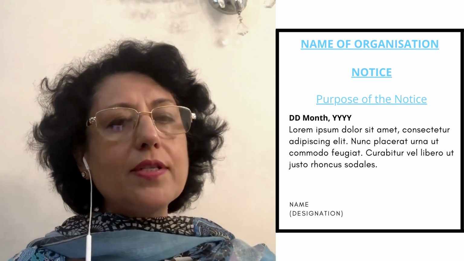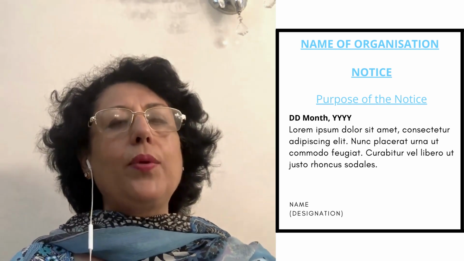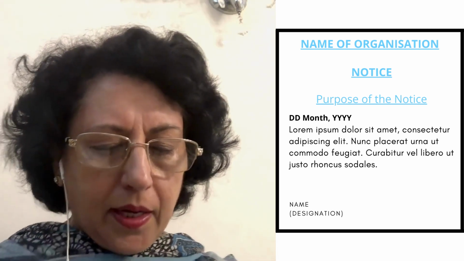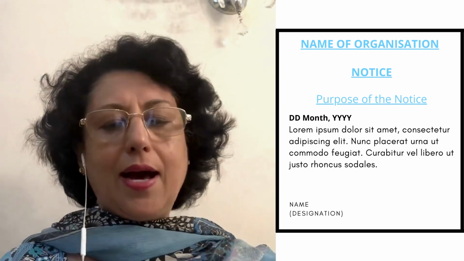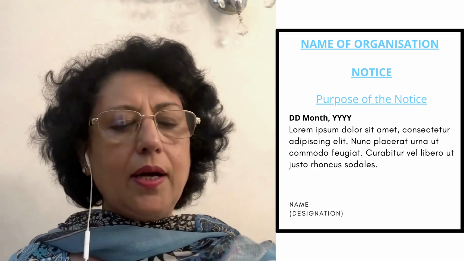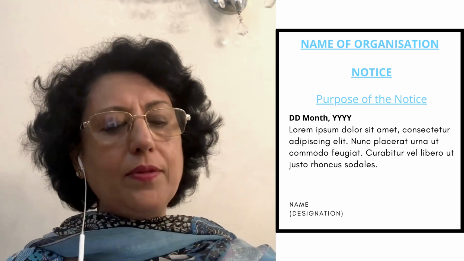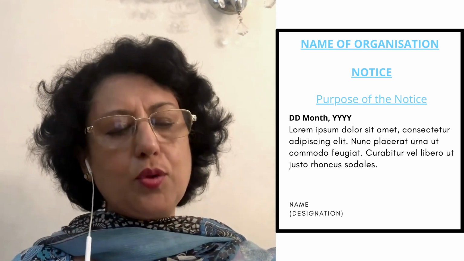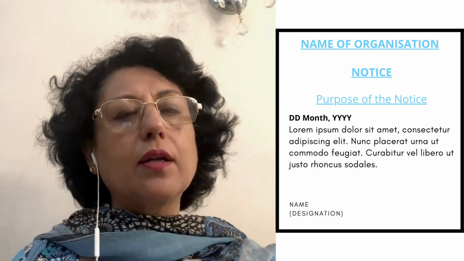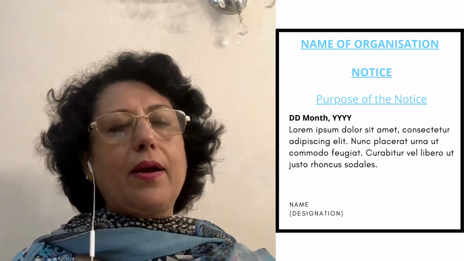So it is always written like this. This is to inform, or you are informed. The school has organized so and so tournament or function or whatever, or the school is going to organize, or this is to inform the students of so and so class. This is the way we are going to start the formal notice, and we write it in one paragraph.